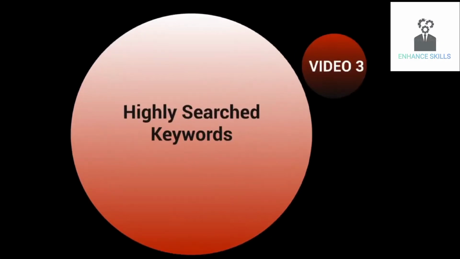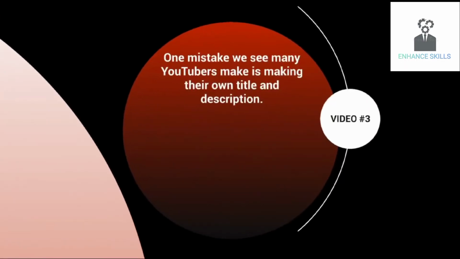Let's talk about highly searched keyword terms and how you can figure out what your main keyword is going to be, what your sub keywords are going to be. So one mistake that we see that many YouTubers make is simply making their own title and description. I mean, it's natural, right?